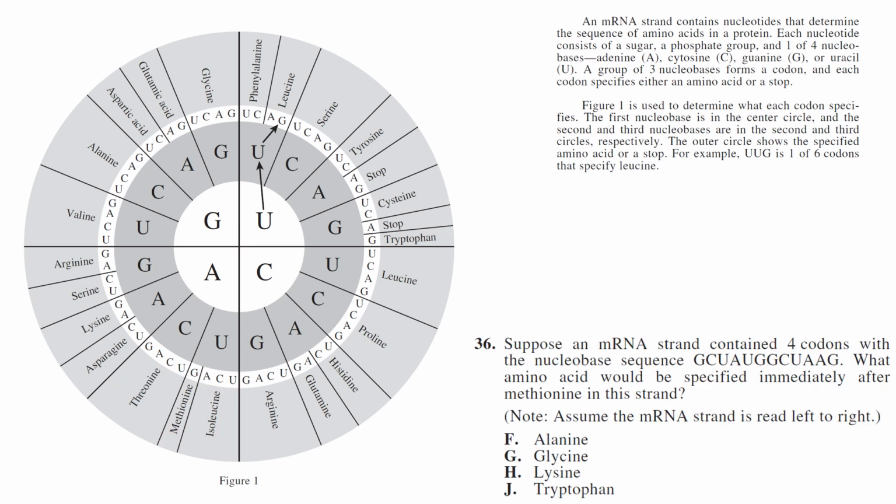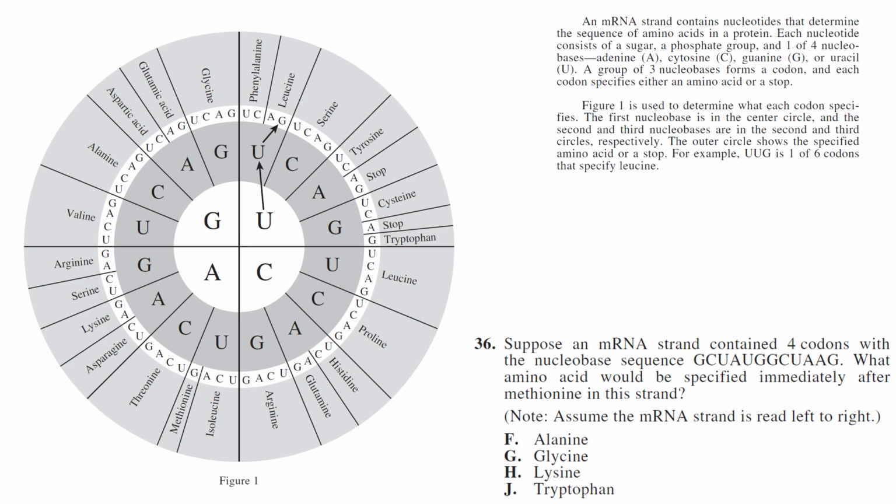Number 36, we have a supposed question. We have to think a little bit. An mRNA strand contains 4 codons with this sequence. Which amino acid will be specified immediately after methionine in the strand? So assume you read it from left to right. So we're going to go left to right.